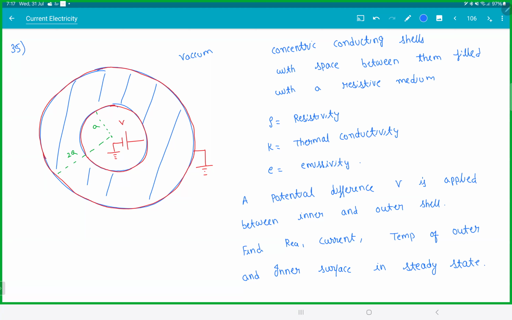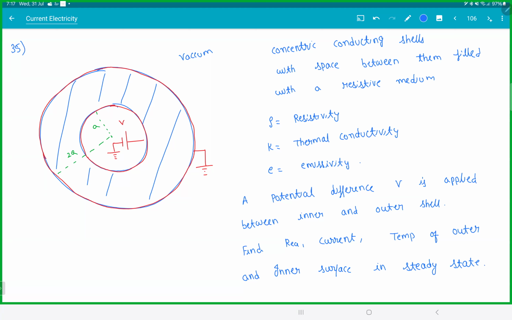Then the current I would be V by R equivalent, which is V 8 pi a by rho. Till here it is great. The heat part is the complex one. Now what is the catch here? Actually, the outside heat is the easiest one. Now if you look at the total heat produced per second, you can simply write V square by R equivalent.